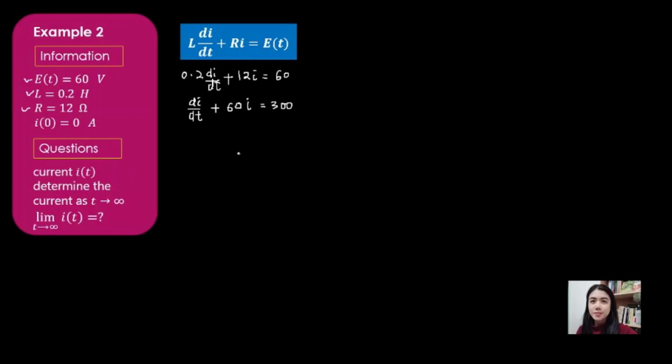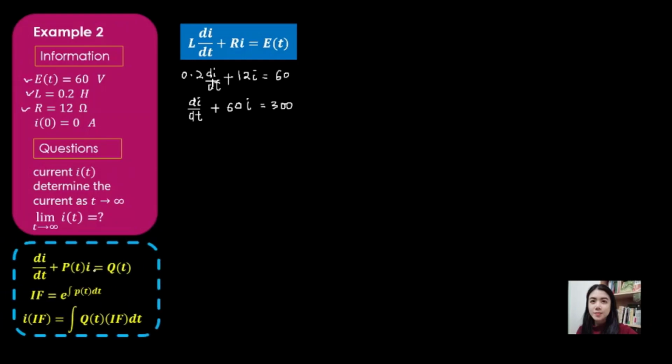Let's compare with what we obtained just now. You can notice what your P(t) is. Your P(t) is the one next to the variable I, so your P(t) is actually 60. And your Q(t) is 300.